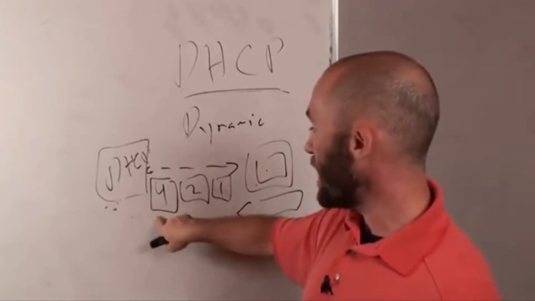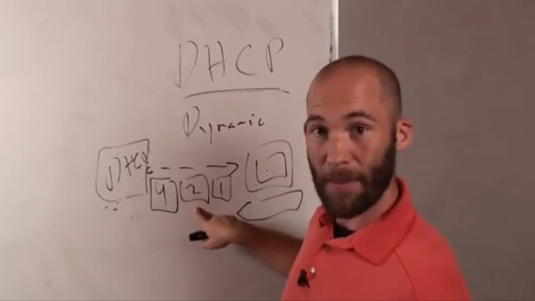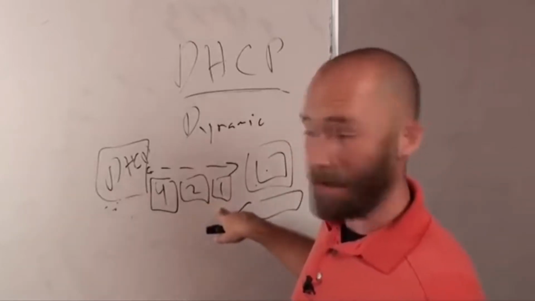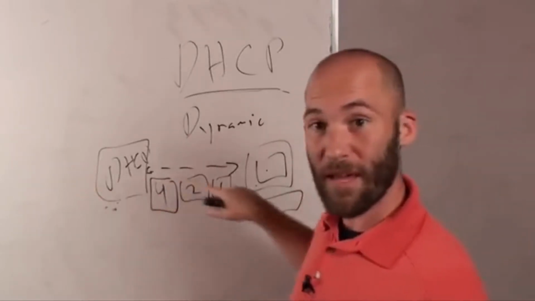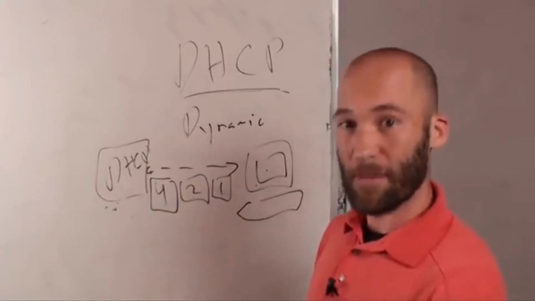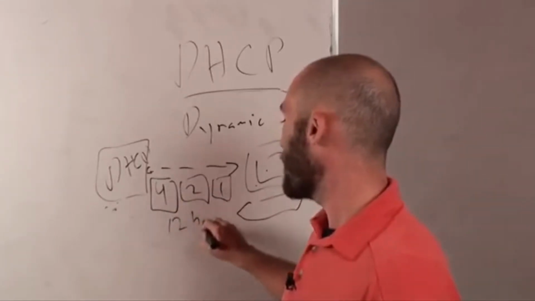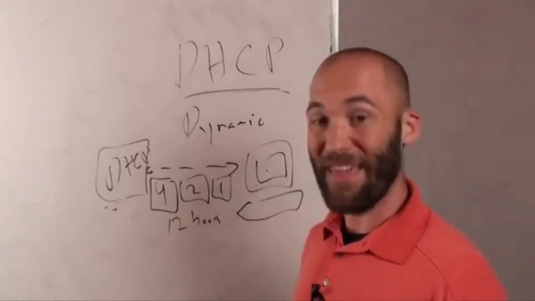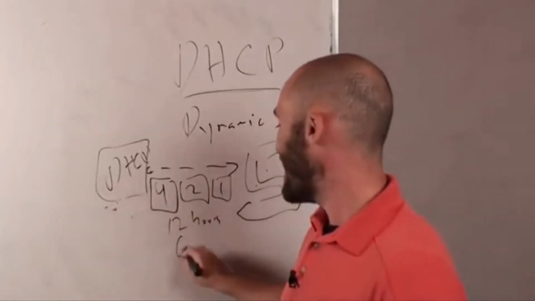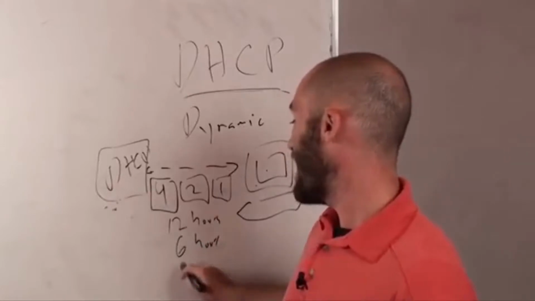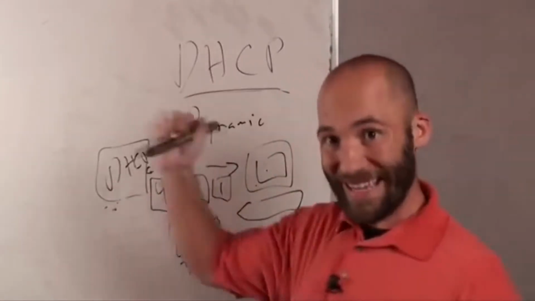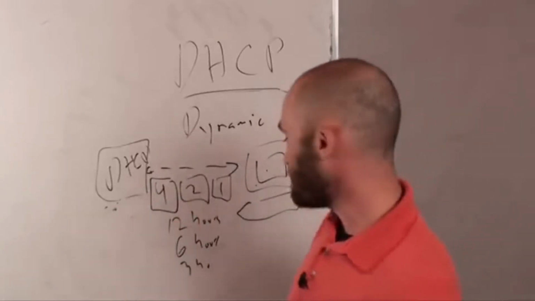So you started at 4 days. At 2 days, you asked for a new IP address. You didn't hear back. So at 1 day, you ask for a new IP address. If you still don't hear back, you wait another 50% of the time. So this is down to 12 hours. So at the 12-hour mark, you try to contact the DHCP server. If it doesn't communicate back, then at 6 hours, you try to talk. Then at 3 hours. So every 50%, it tries to recontact that DHCP server.